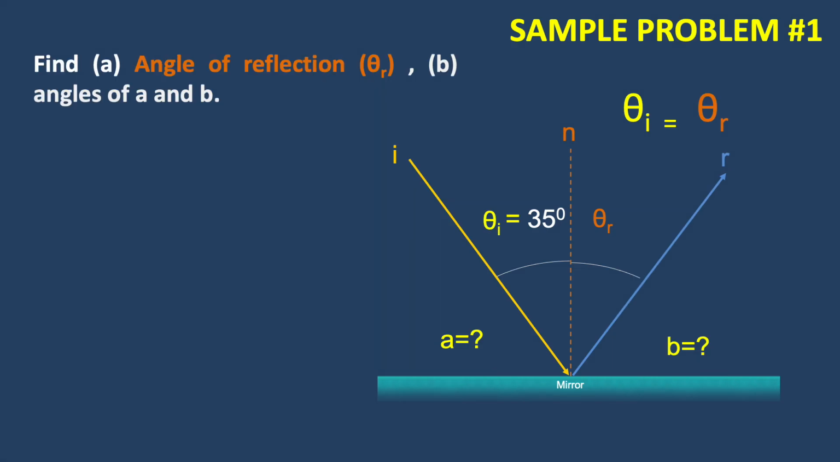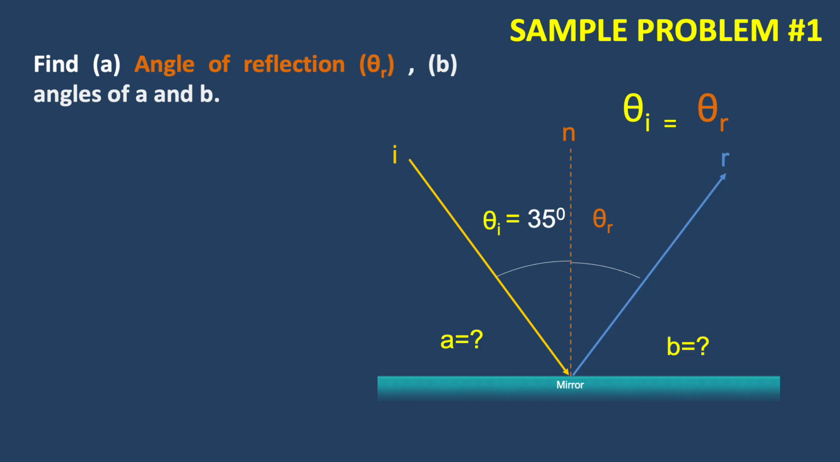This time, let's try to solve problem number 1. Find the angle of reflection and the angles A and B. Always remember, in the law of reflection, it is stated that the angle of incidence, the yellow one, is always equal to the angle of reflection. And the given is 35 degrees, meaning the angle of incidence in this diagram is 35 degrees. Now we are asked to solve the value for the angle of reflection and angles A and B.